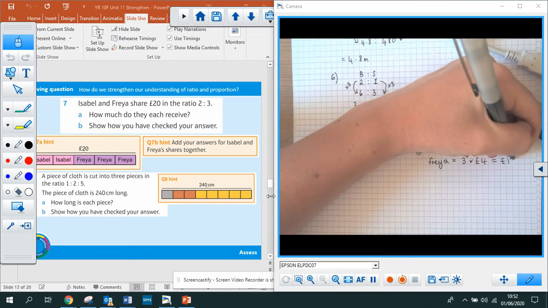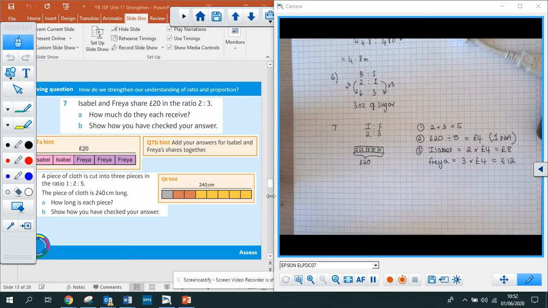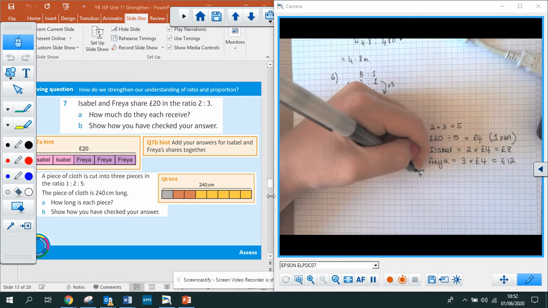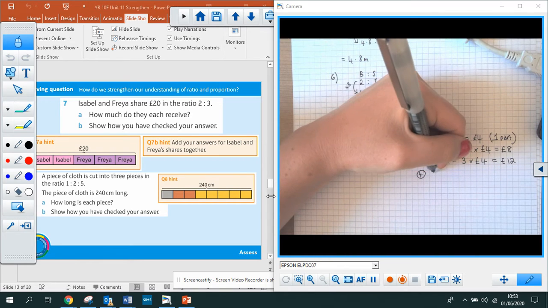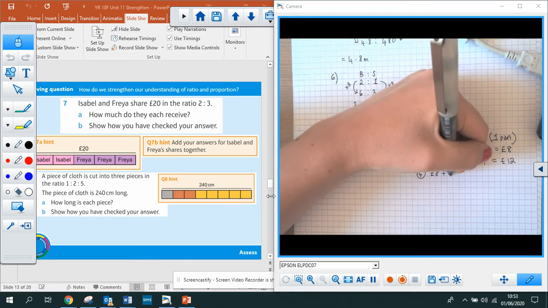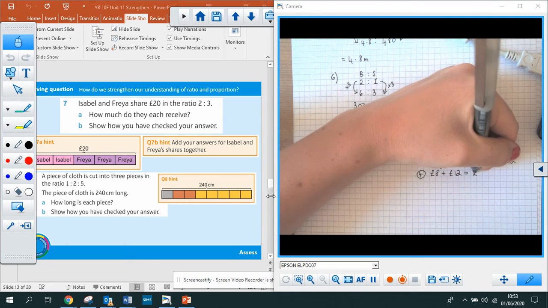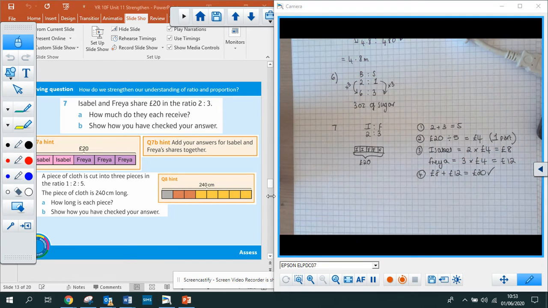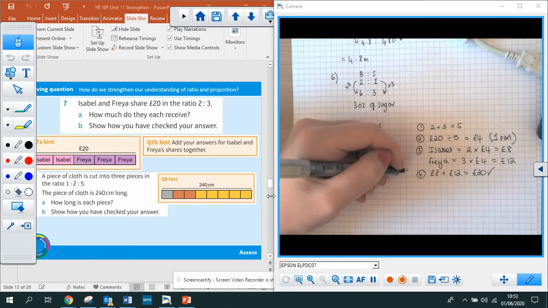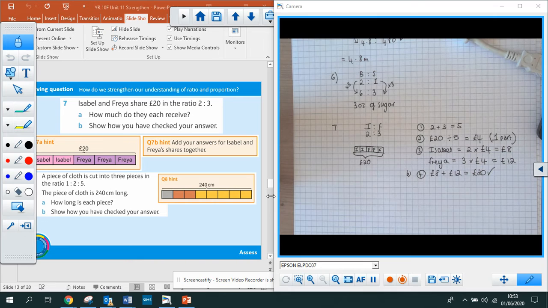Okay, so that's your answer. But remember, the final step that we include is to check. So is £8 plus £12 £20? Yes, it is. Okay, so I have my answer correct. And that is the answer for part B. It says show how you check your answer. Well, I'm adding the two amounts that I say that they've got together. Okay, and it said that in the hint there for you.